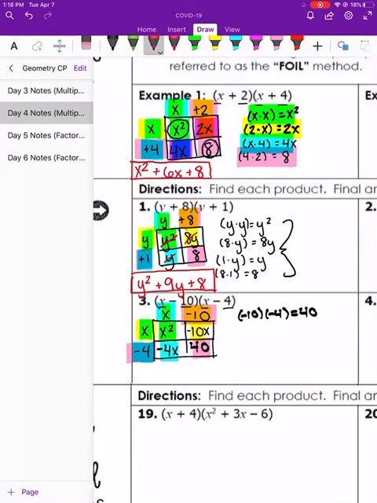And now I'm just going to start combining my like terms. I only have one squared term, so x squared is the only one. Negative 10x plus negative 4x is a negative 14x. And then my last one is that positive 40. Okay.